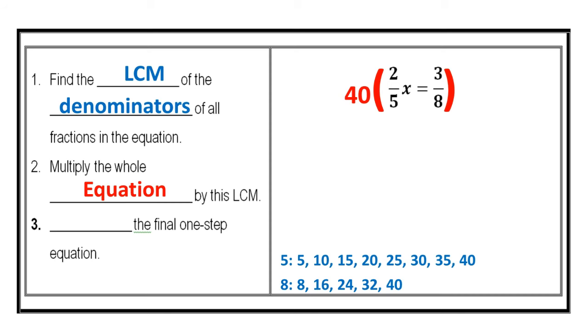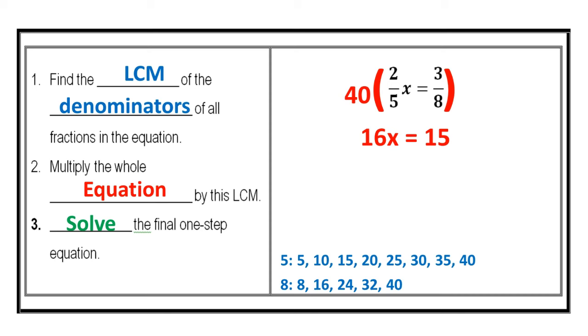I could go into turning 40 into a fraction as 40 over 1, and then multiplying the fractions together, or look at the equation as a series of operations. 40 times 2 is 80. 80 divided by 5 gives me 16, 16x. 40 times 3 is 120. 120 divided by 8 gives me 15. Now it's turned into a one-step equation. I'm just going to solve this final one-step equation.